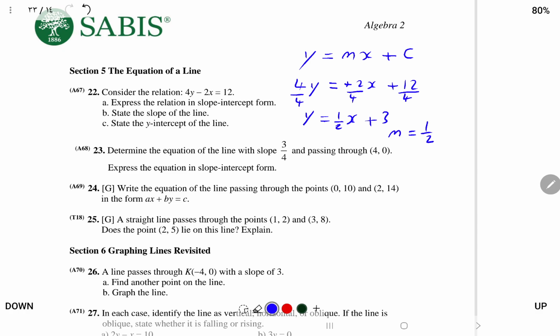State the y-intercept. The y-intercept is the constant number. It's where the line cuts the y-axis. So if you graph the line, where the line cuts the y-axis is called the y-intercept. So here we write y-intercept is equal to 3. And that is question number 22.